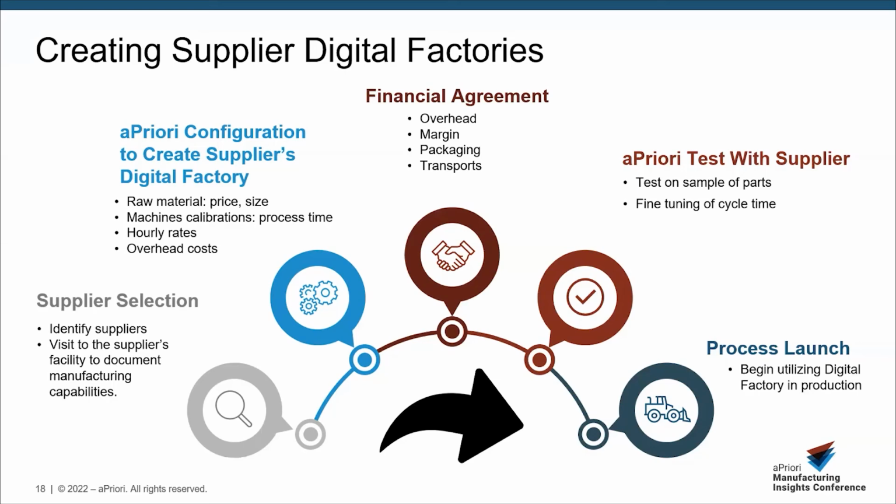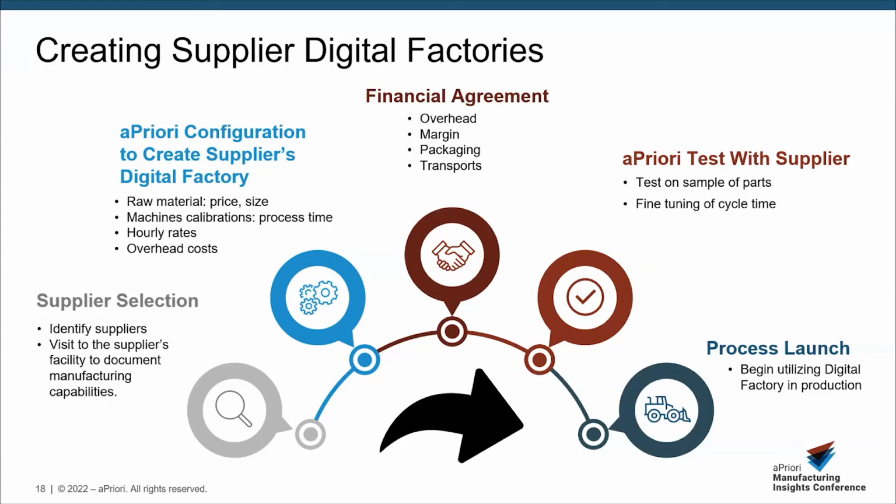Once you've defined the manufacturing capabilities and rates, you can then work through the financial aspect with the supplier. So these items may already be defined in your contract, but if not, you need to define these items to input into aPriori, whether that means working with the supplier to do so or using historical data to determine what is acceptable. At that point, you can then move to testing and fine-tuning to ensure that the custom digital factory that you have created is producing acceptable results. Once you have been able to refine the digital factory to meet your standards, you can then begin using that digital factory to cost parts.